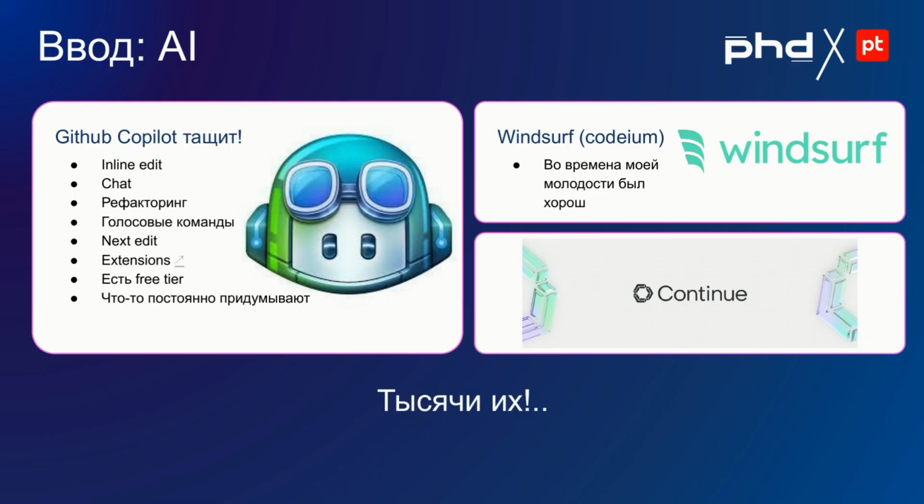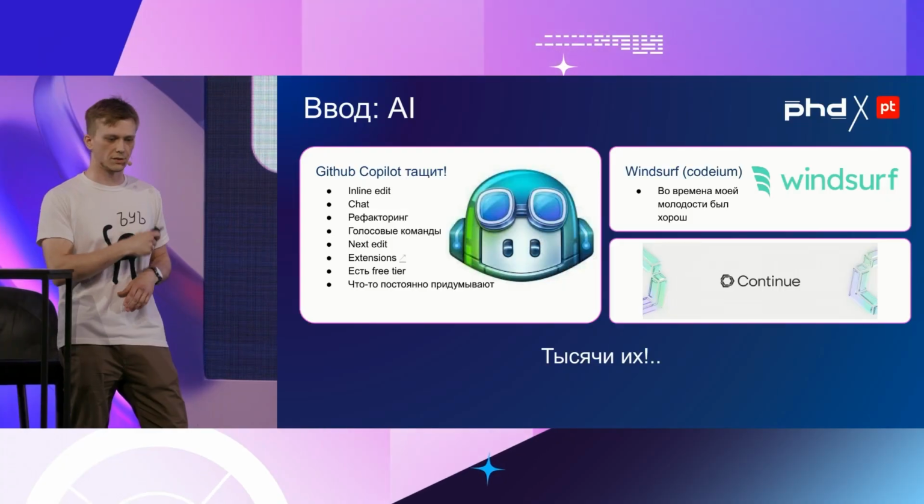Auto-completion, LLMs, there are thousands of them. It's difficult to choose from. I actively use Copilot. Why? Because it features inline edits. You don't have to go to any chat. You can ask the model right away in the plugin. There is the button, refactor it. There are voice commands. You can tell it what this code does, and it's going to respond.